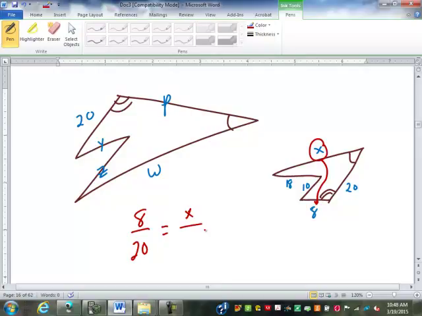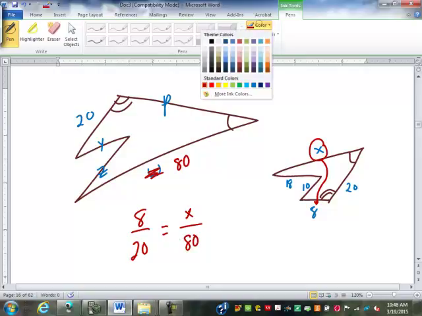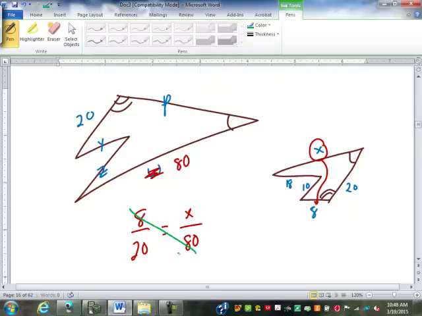Nothing. I gave you W on the other one, didn't I? So we can't find X right now. Let's see here. What do I want to make that? Let's make that 80. So that means 80 would have to go on bottom, right? So now what? Cross multiply and divide, what's X got to be?